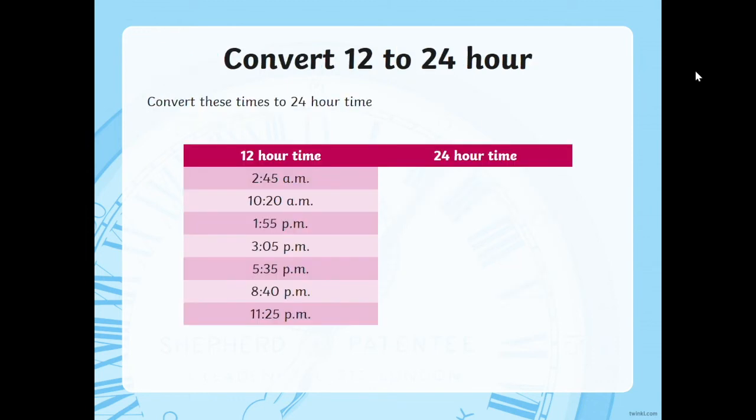Here are some times that are written as 12-hour times. I want you to have a go at converting these into 24-hour times. You may have to pause the video to give yourself some time to write them down before we go through the answers.